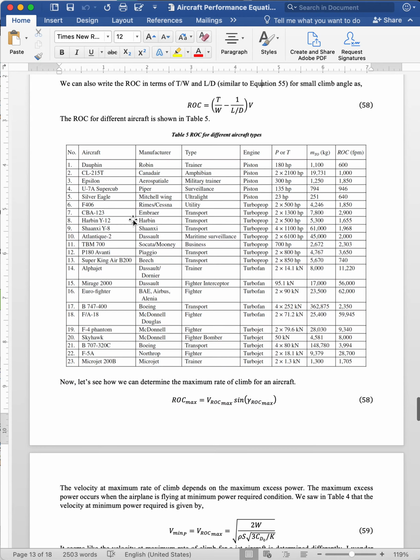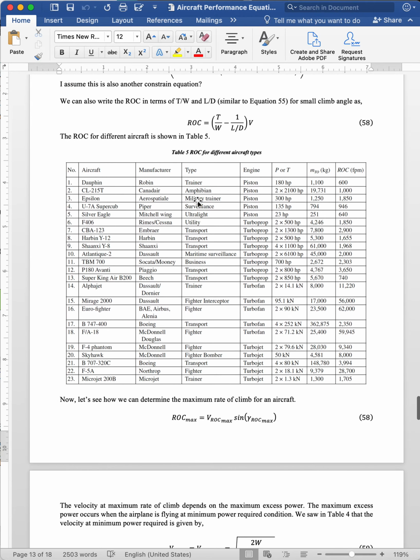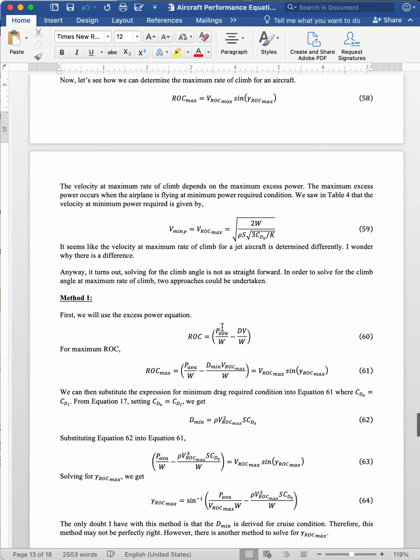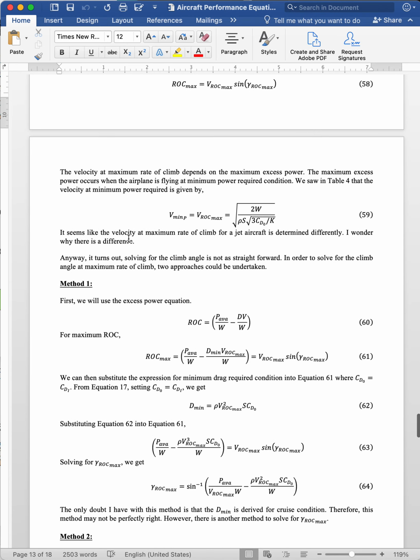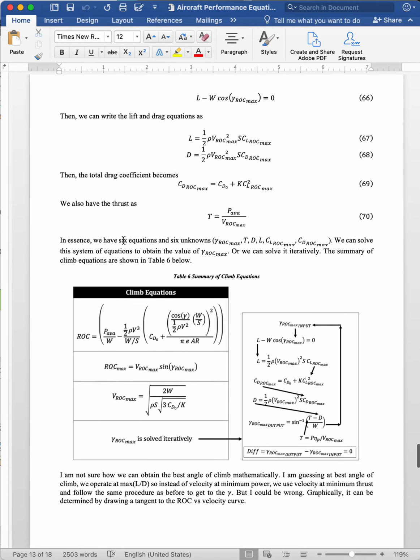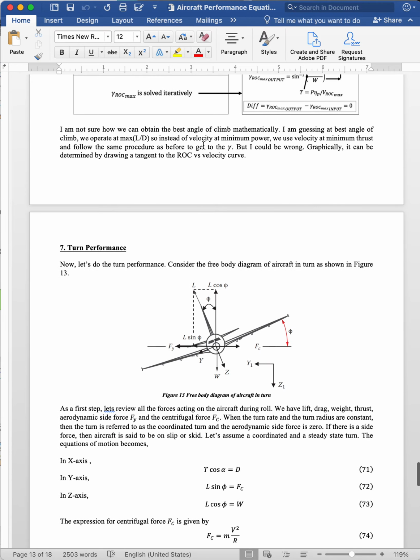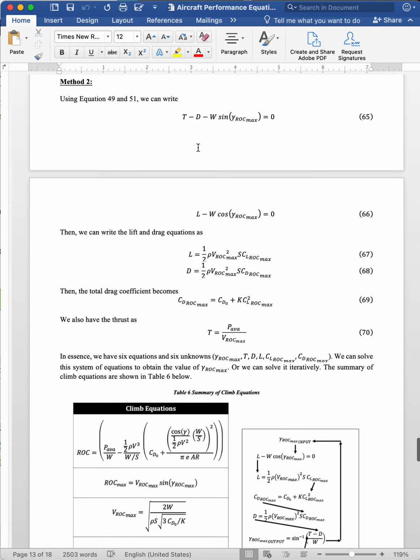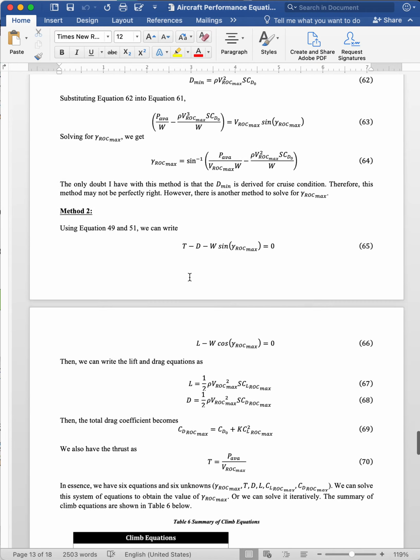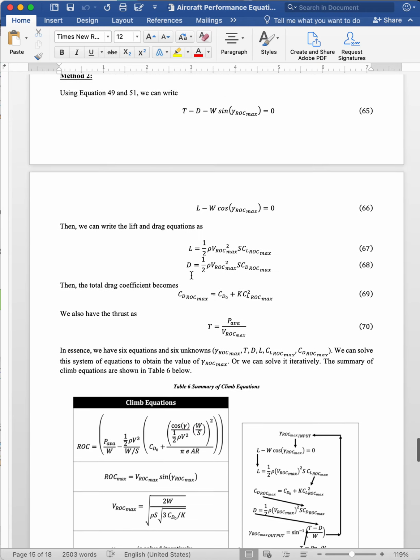Okay. I also mentioned some of the specifications for the aircraft, especially for ROC, and also how to calculate ROC max, velocity, and minimum power, and all that. A couple of different methods. We'll talk about that in detail, but for the first homework, you may not need all of these. This is just here for your reference.